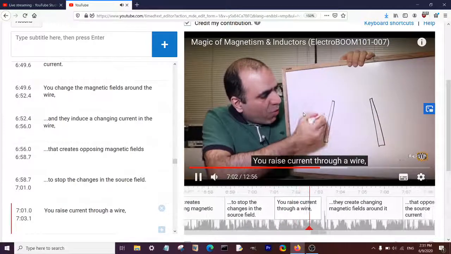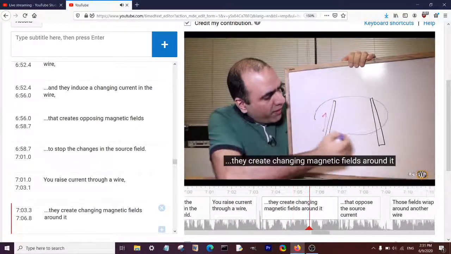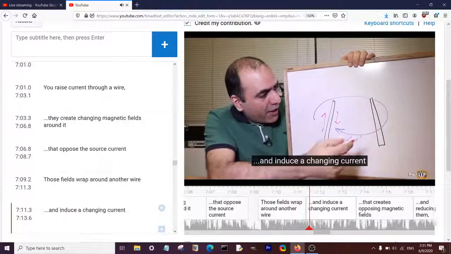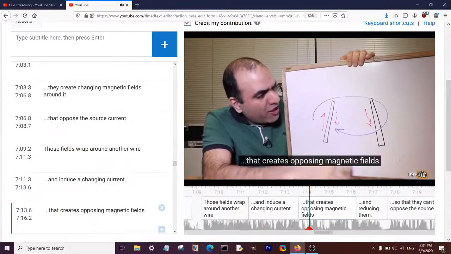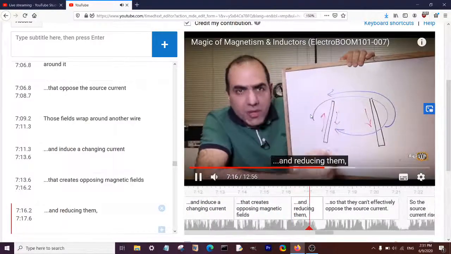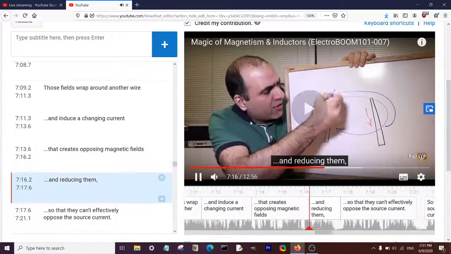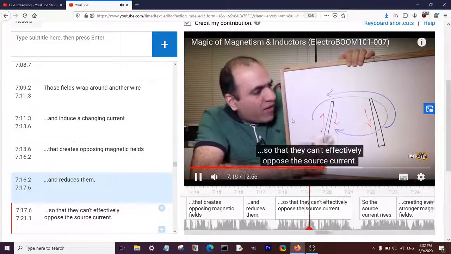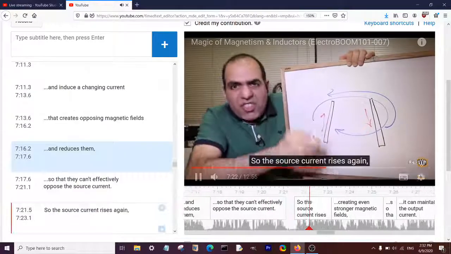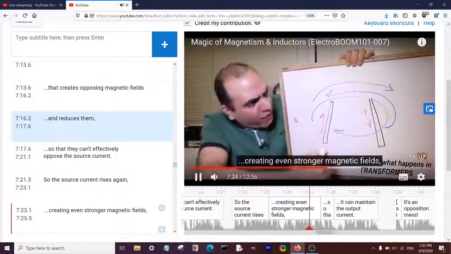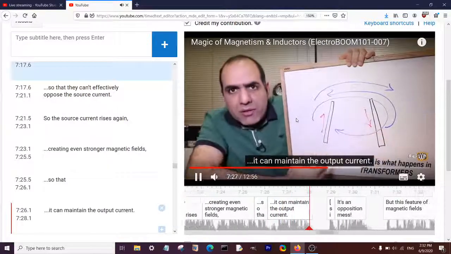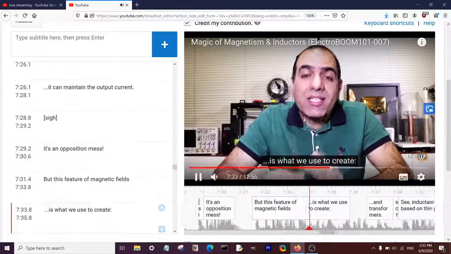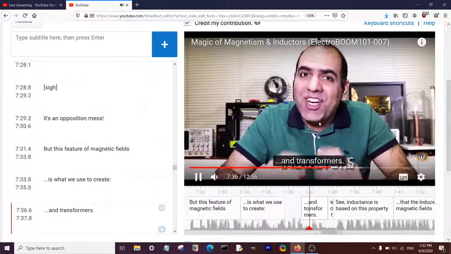You raise current through a wire, they create changing magnetic fields around it that oppose the source current. Those fields wrap around another wire and induce a changing current that creates opposing magnetic fields and reduces them so that they can't effectively oppose the source current. So the source current rises again, creating even stronger magnetic fields so that it can maintain the output current. It's an opposition mess. But this feature of magnetic fields is what we use to create inductors and transformers.